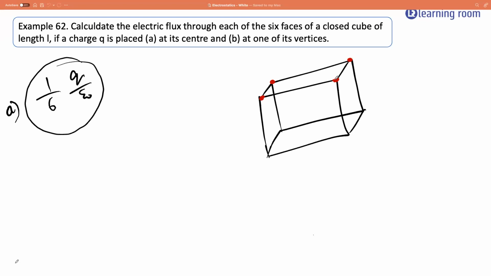So because it's in a corner, only 1 by 8 of the electric flux enters the cube, and those electric flux pass through the opposite 3 faces. Perfect. Did you guys understand what he told? Did you understand? No, sir. So the answer would be 1 by 24th of Q divided by epsilon naught, because field lines are released in all the directions.